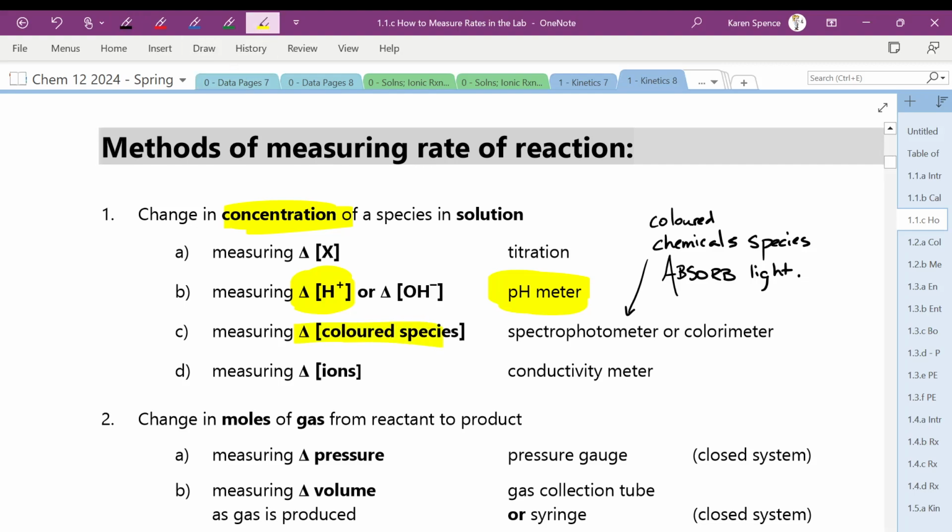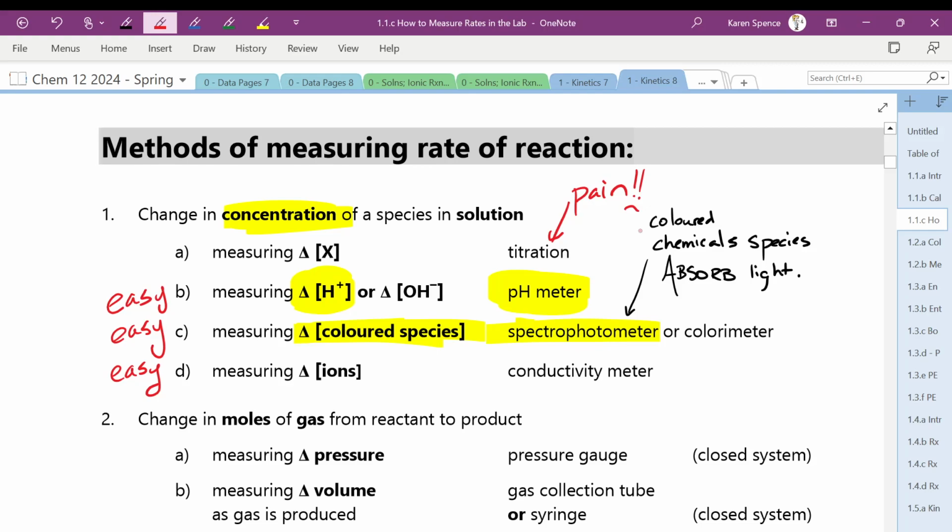So measuring a colored species is good. This is easy. Measuring pH is good. It's relatively easy. Measuring concentration of ions with a conductivity meter, relatively easy. Doing a titration is a pain. Okay? So I would not choose it.